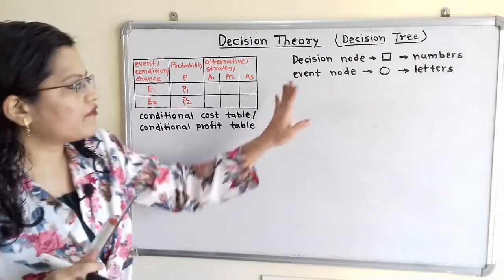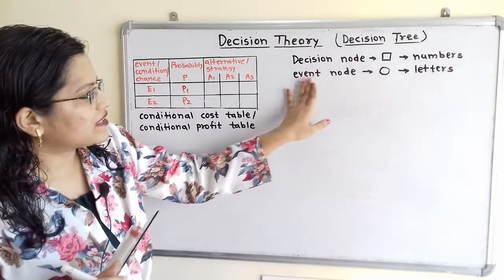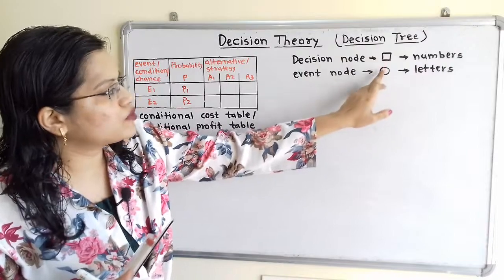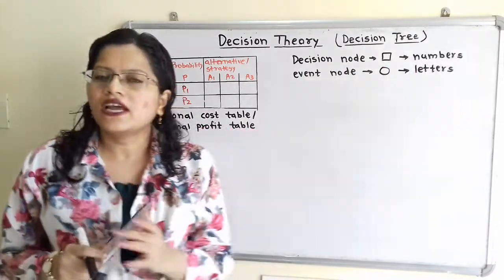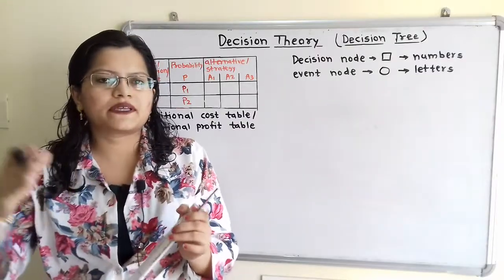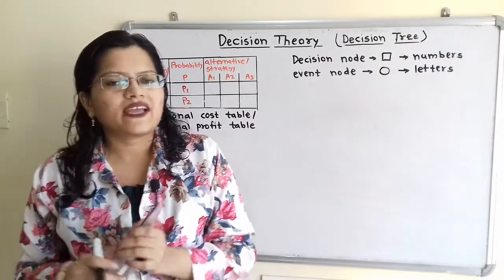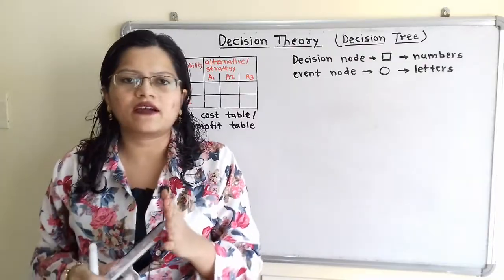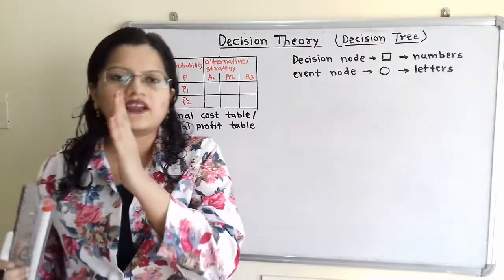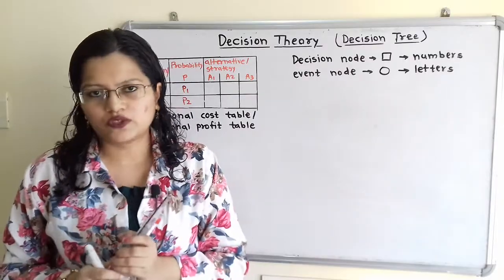Now in the same way, for the second node, that is the event node, we have to show it by the circles, and for this circle we have to allot the letters. So letters should be A, B, C and so on. So we have to give these letters in sequence only, because we can understand which was the first event, which was the second event and so on.